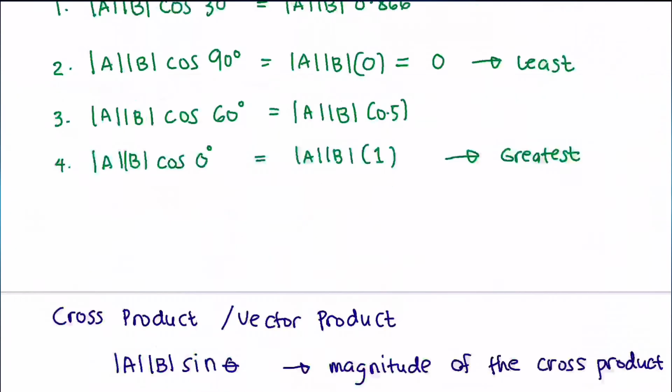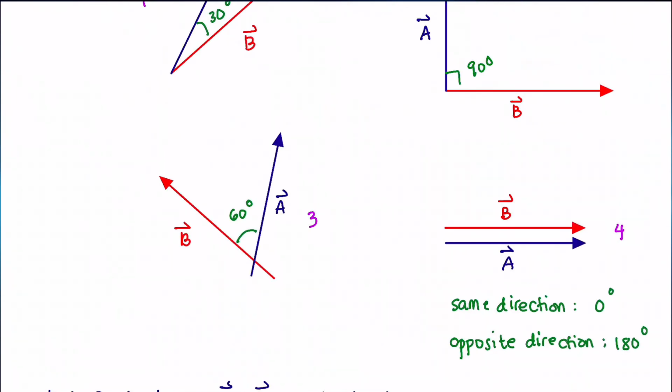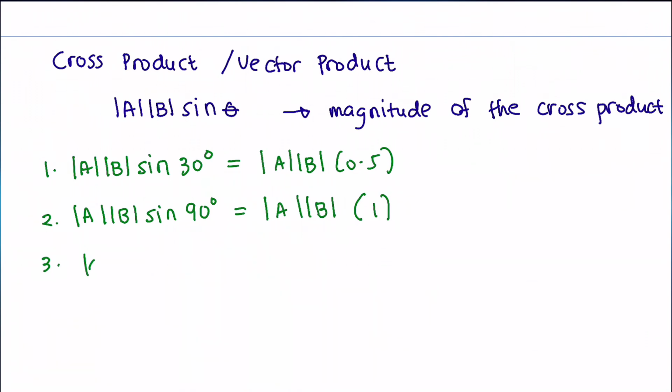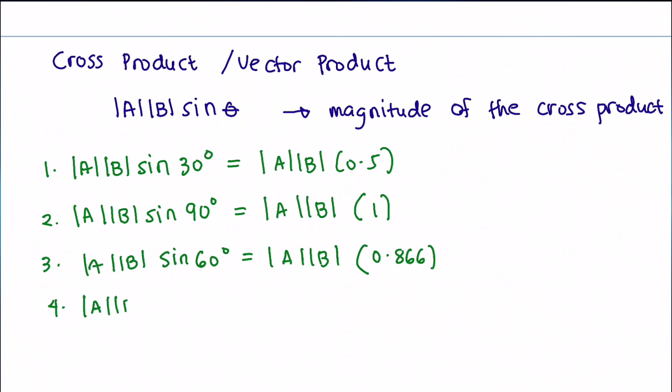Moving on, for case number 3, the angle between vectors A and B is 60 degrees. So we will have the magnitude of vector A multiplied by the magnitude of vector B, sine of 60 degrees. That is equal to A, B, sine of 60 degrees is 0.866.